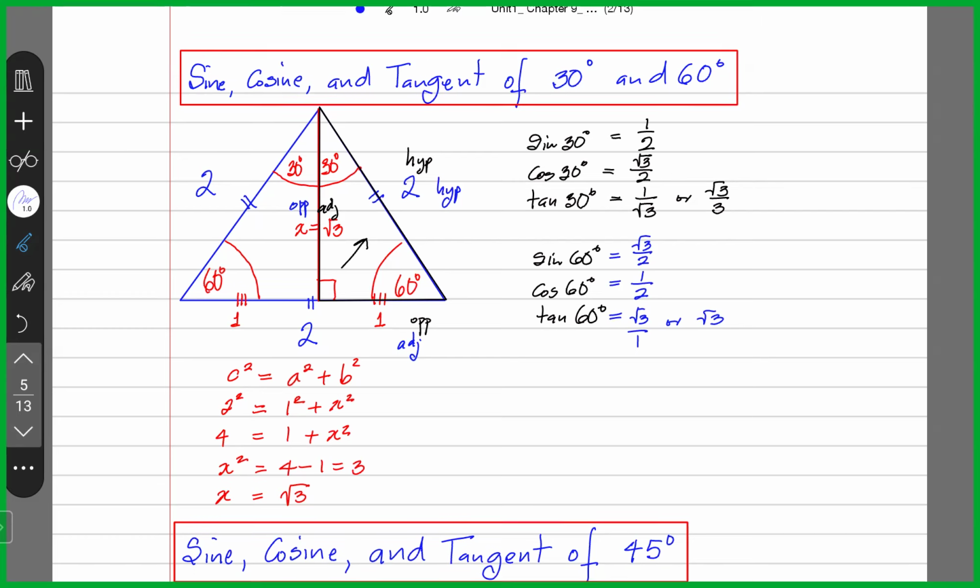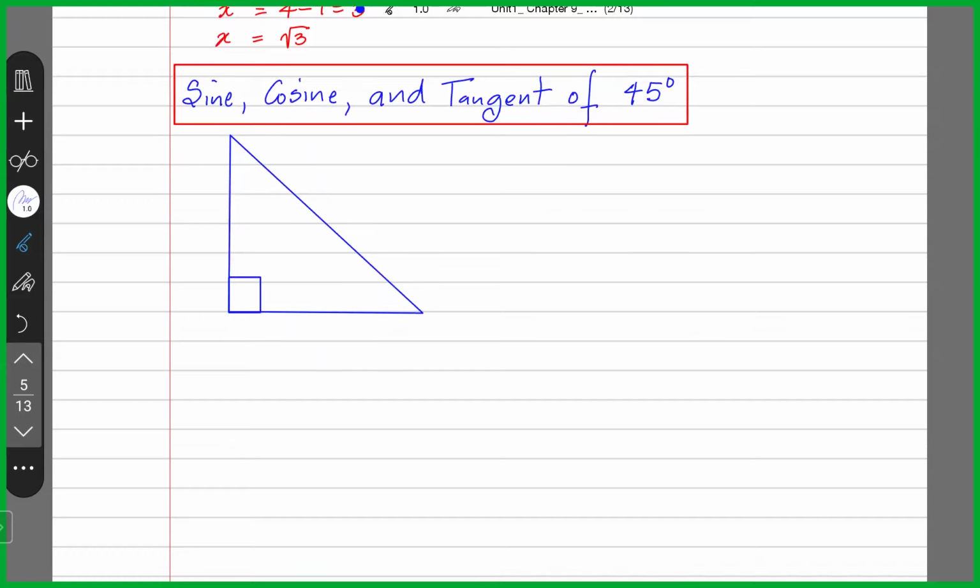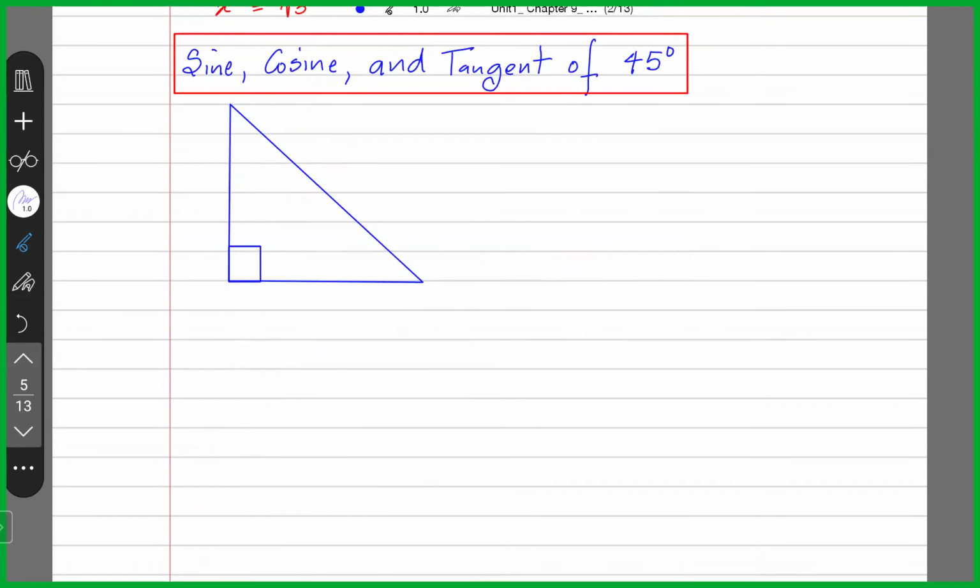Moving on. If I wanted to know what the sine, cosine, or tangent is of 45 degrees, I would start off with an isosceles right angle triangle. So an isosceles right angle triangle, these two sides are equal. And I would let both of them be equal to 1. By Pythagoras theorem, this side would be equal to root 2. Now, it's an isosceles triangle, so these two angles are equal, and they are both equal to 45 degrees.